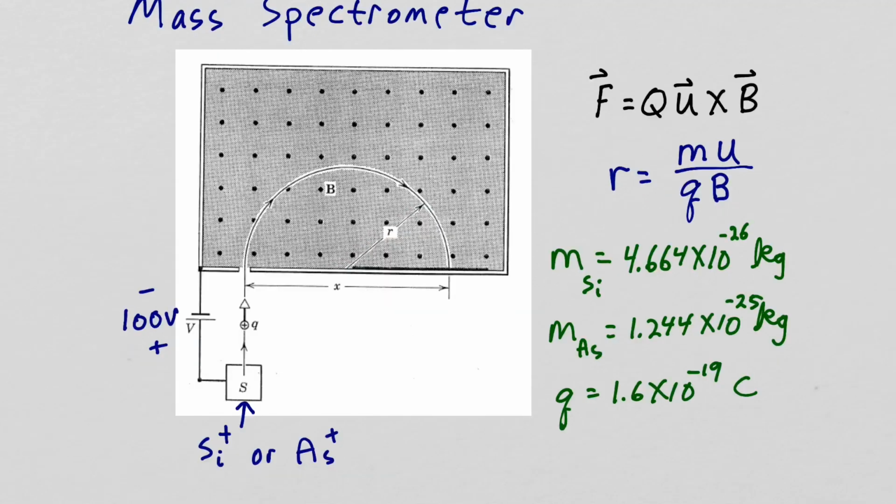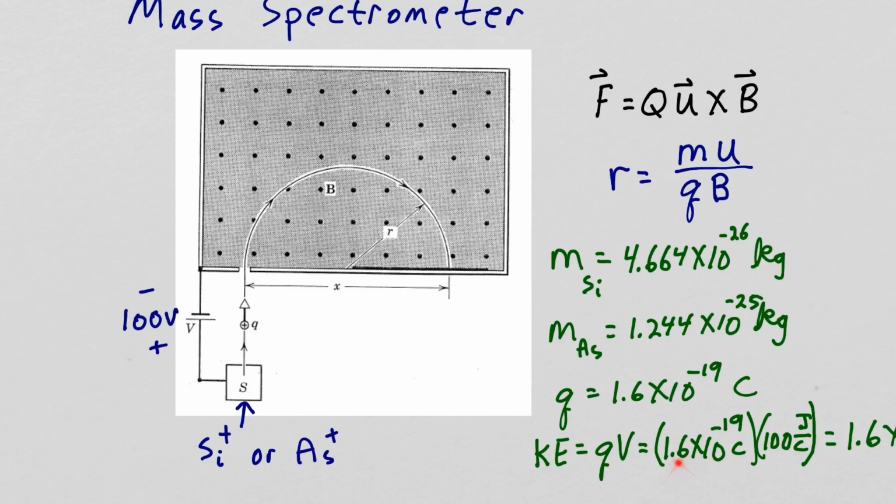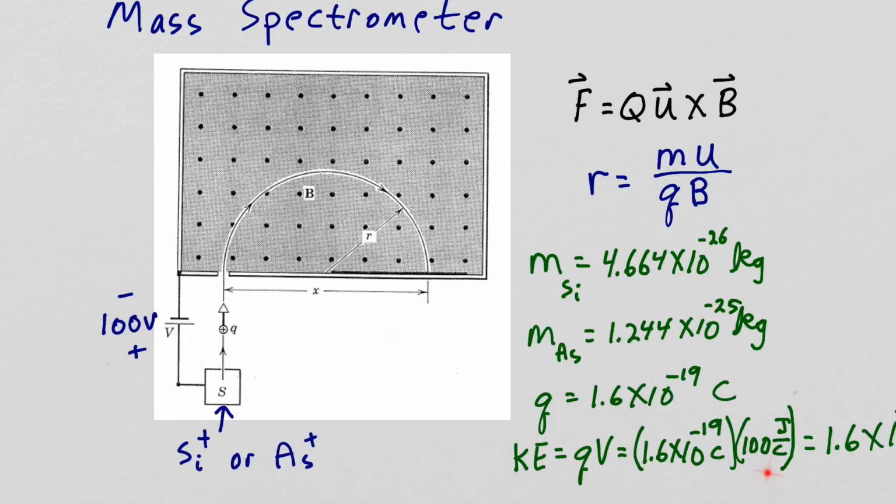Here are the masses for silicon and arsenic, and if the ions are singly ionized, they have a charge of plus 1.6 times 10 to the minus 19 coulombs. The potential difference between the source of the ions and the magnetic field region is V. So the kinetic energy with which the ions are going to enter the magnetic field region is Q times V, or the charge on our ions, 1.6 times 10 to the minus 19 coulombs, times our potential of 100 volts, or 100 joules per coulomb.